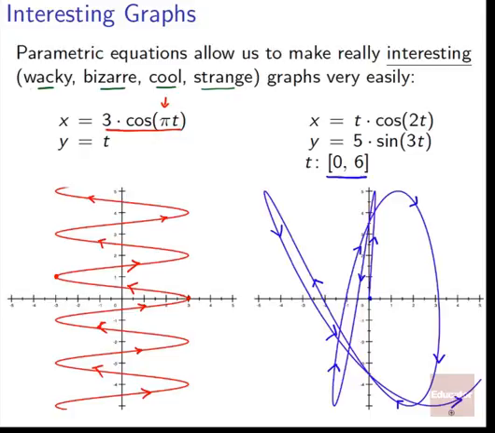There's no way we'd be able to write that easily with rectangular coordinates. There's no way we could create a function of that. It clearly fails the function test. But as a parametric equation, creating it parametrically, totally fine, not very difficult to do. We can express this really weird looking figure with very little symbols. t times cosine 2t, 5 times sine 3t, t goes from 0 to 6. We can create these really strange looking things.